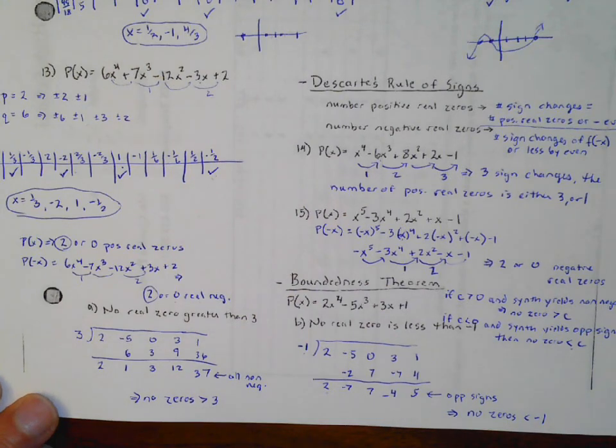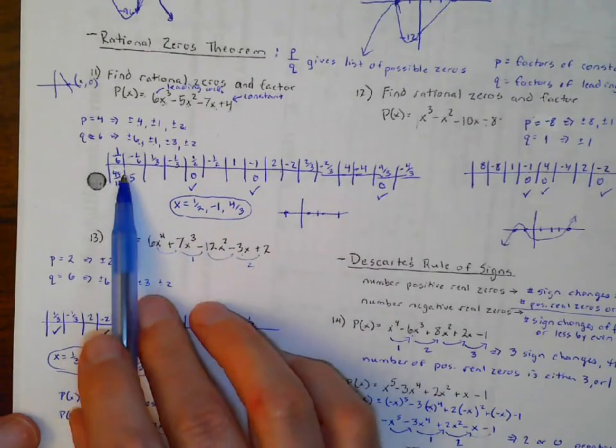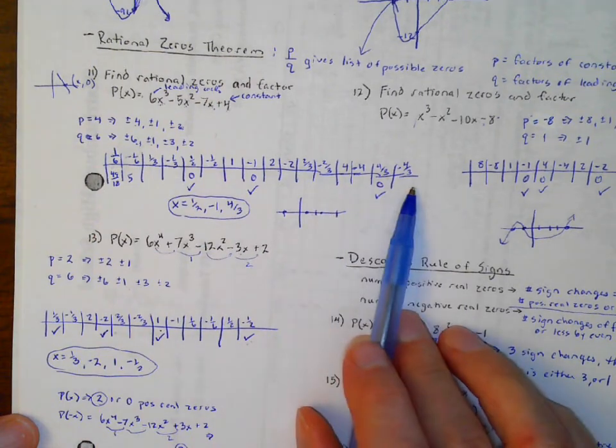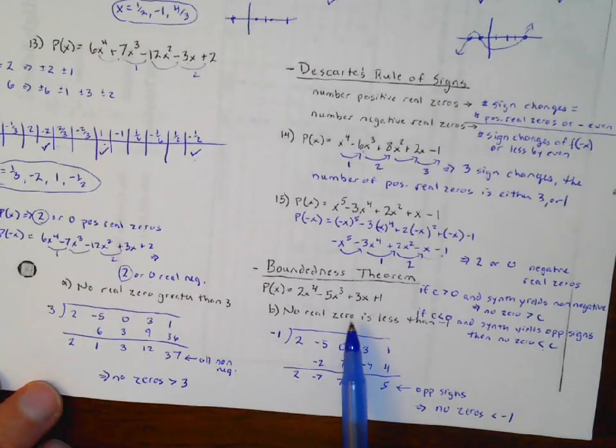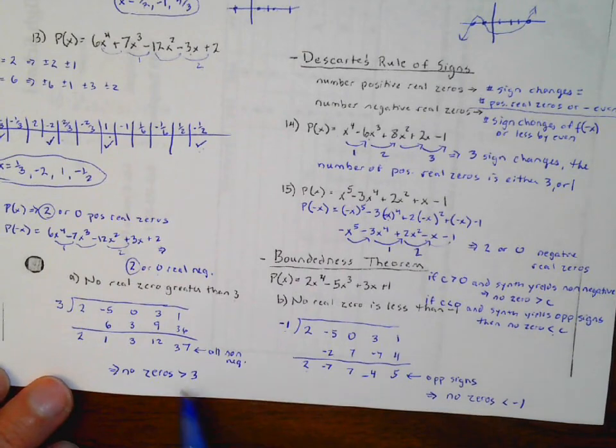Okay, so if you have this huge long list of all these numbers here and you want to narrow it down to where the zeros can be, you can use the boundedness theorem to eliminate some of them. Okay, that is notes 3.7.